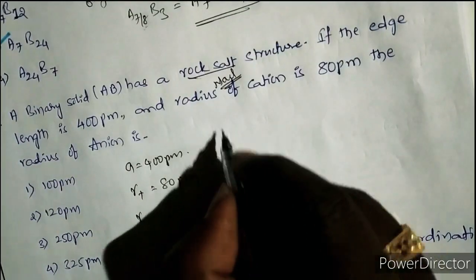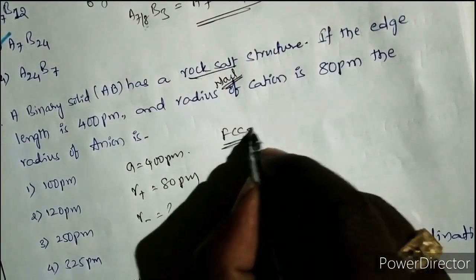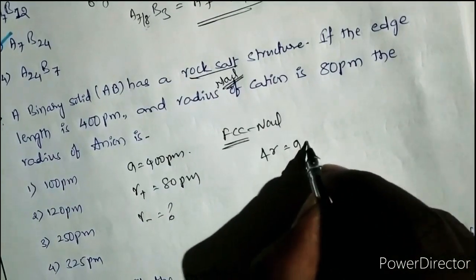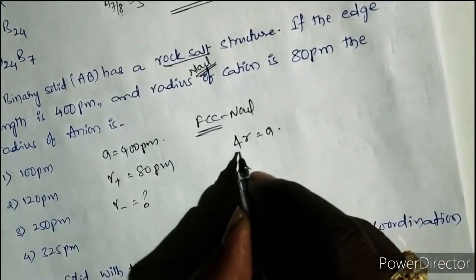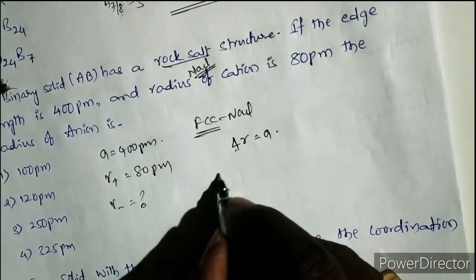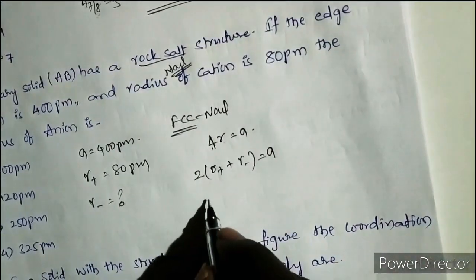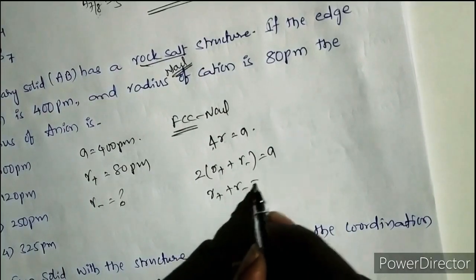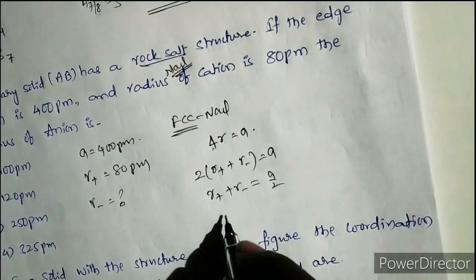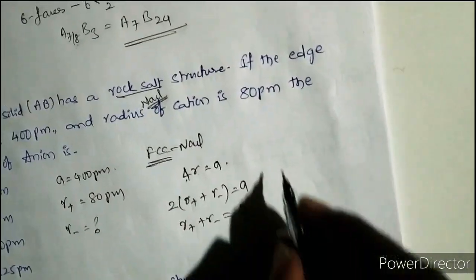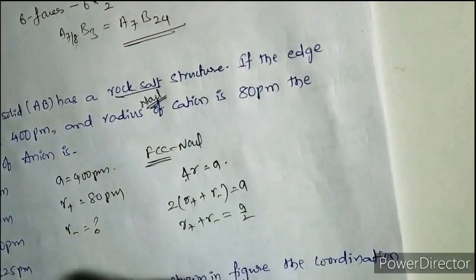So in the FCC structure, binary cell sodium chloride, 4R is equal to A, isn't it? Now 4R means it is 2 cations, 2 anions. Shall I write like this? Radius of cation plus radius of anion is equal to A by 2. Now radius of cation is given, A is given. Substitute over there.